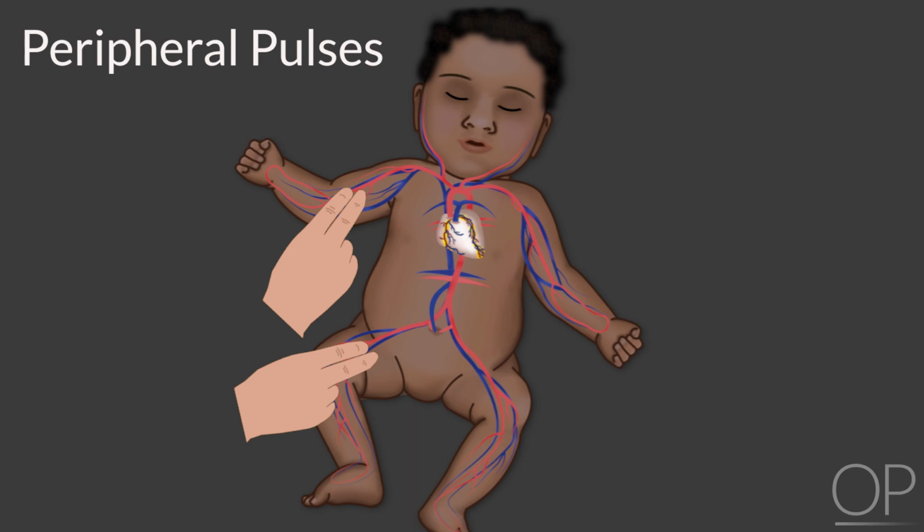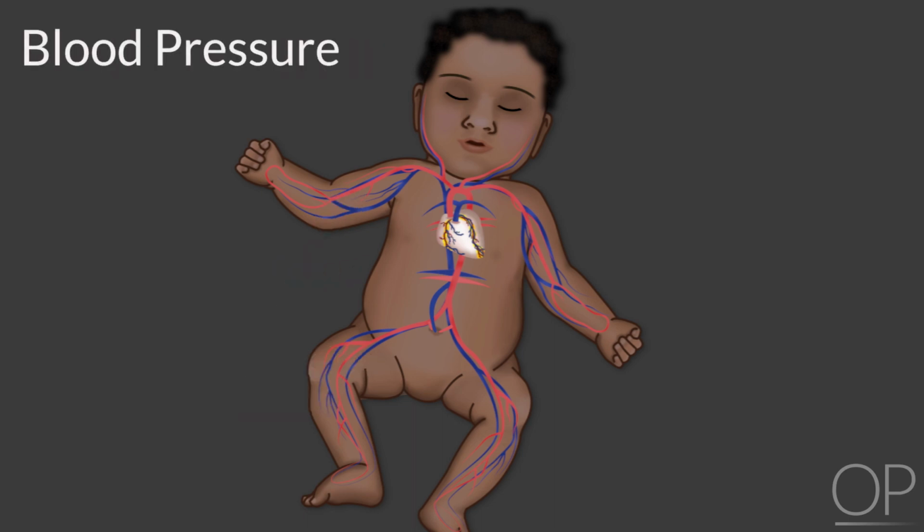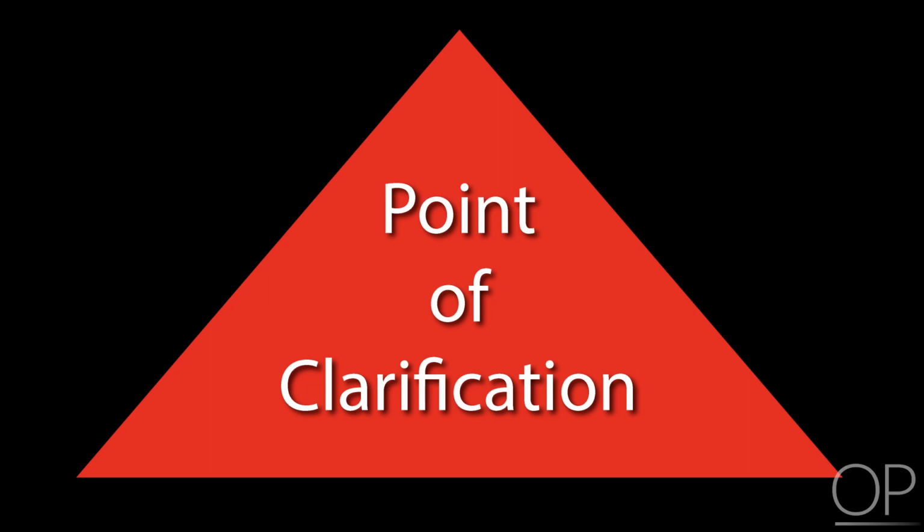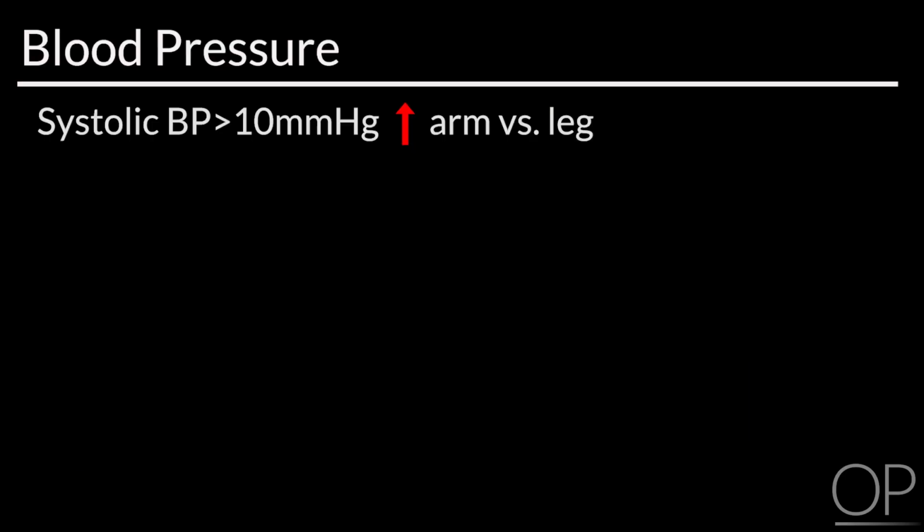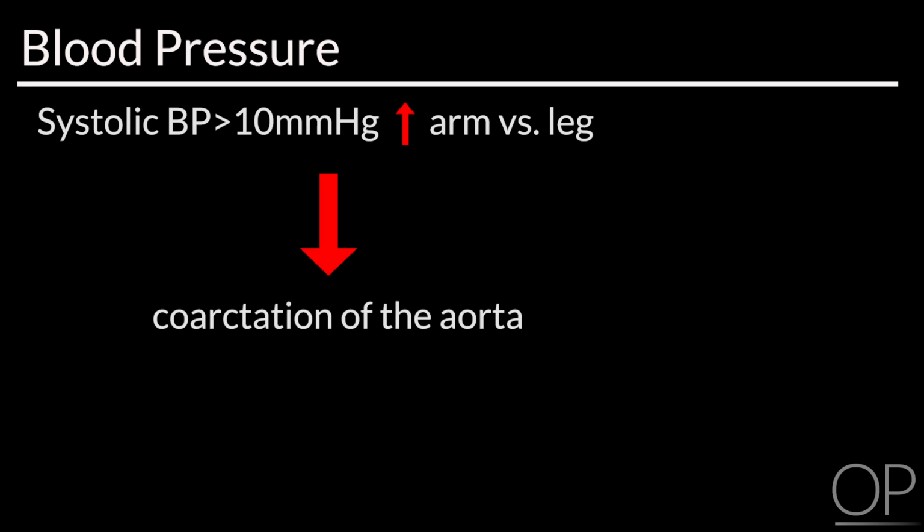In addition, you're going to want, at this point, to turn to the blood pressure, which should in an infant or young child have been taken in both an upper extremity and a lower one to make sure that there's no gradient. Point of clarification. A systolic blood pressure measurement of greater than 10 millimeters of mercury higher in the arm than the leg may signify the presence of a coarctation of the aorta.